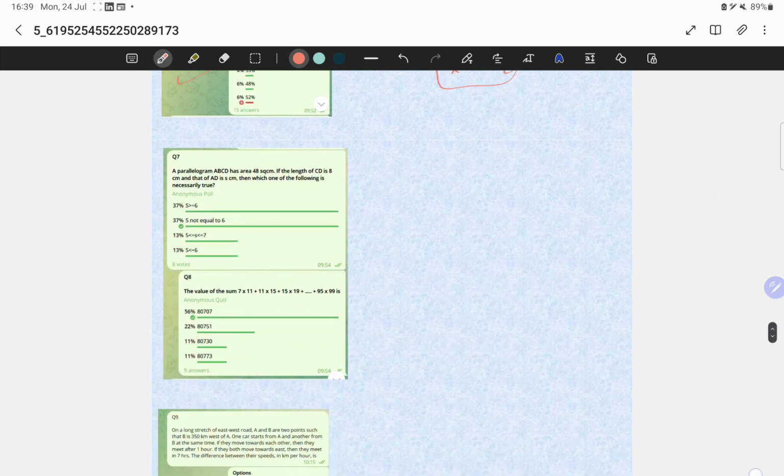That's it, done. Next question, a parallelogram ABCD has area 48. Okay, so this is a parallelogram ABCD. This has area 48, the length of CD is 8 and the length of AD is S. Which of the following is necessarily true? So the parallelogram area, we know that it is 8 into S into sin D. Okay, sin D times that equals the area, 48. Now we know that S into sin D will be 6.